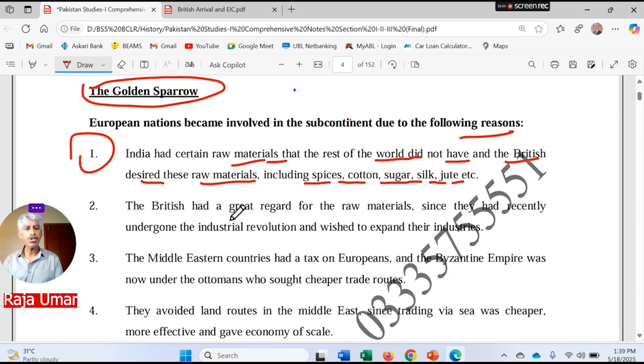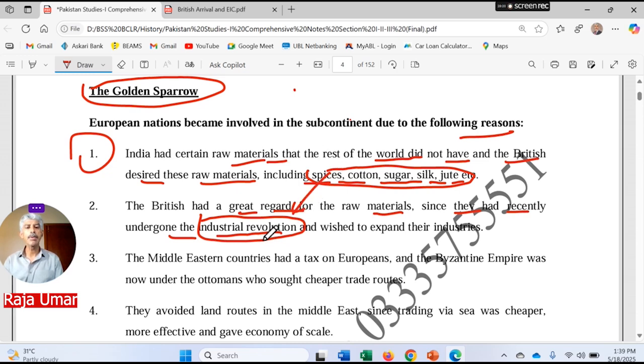Next one, the British had a great regard for the raw material since they had recently undergone the industrial revolution. Very important point: they had established the industry over there in Europe, but they did not have that raw material available for that industry to be processed over there. So they were looking for the raw material around the globe, and they thought this raw material is available for them in this particular land, what we call the subcontinent. That's why they landed over here.